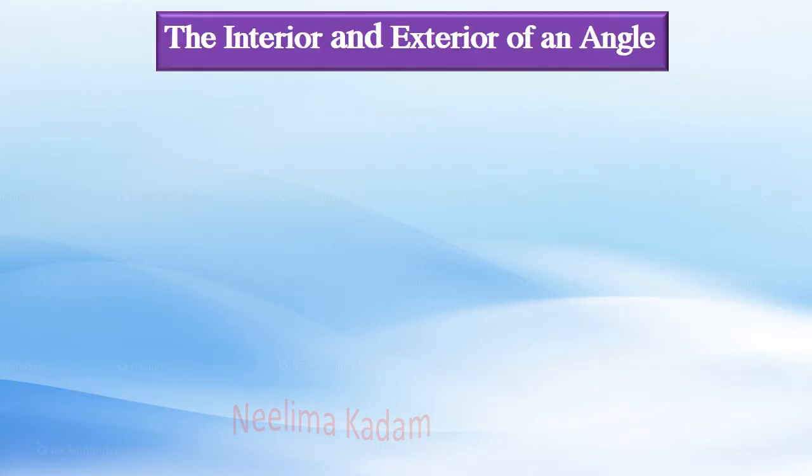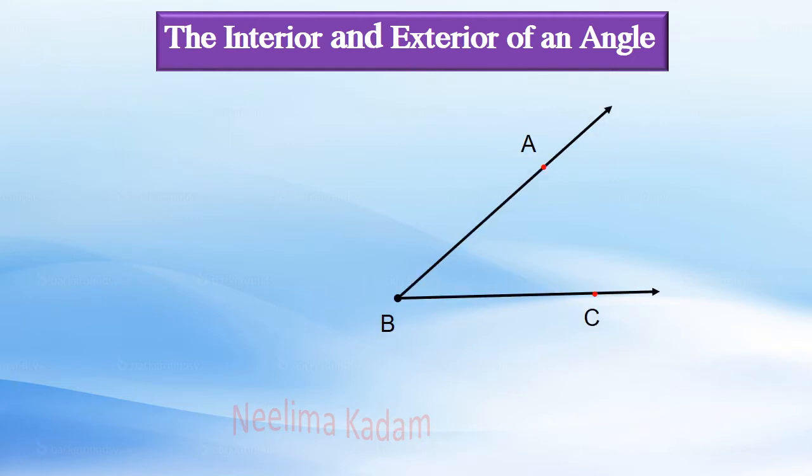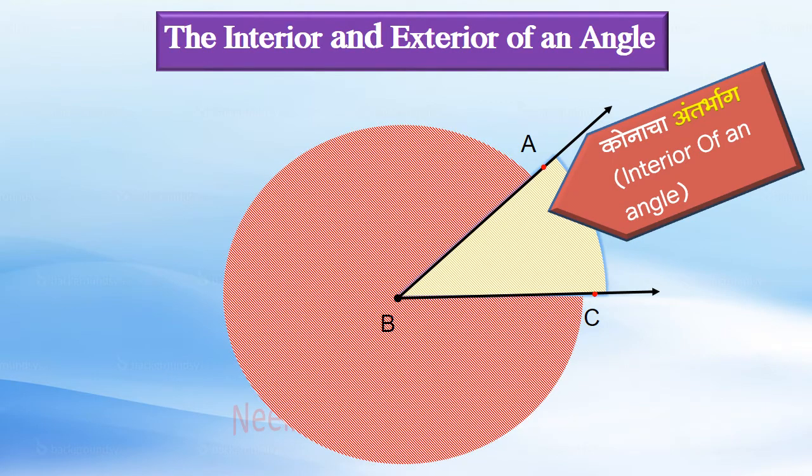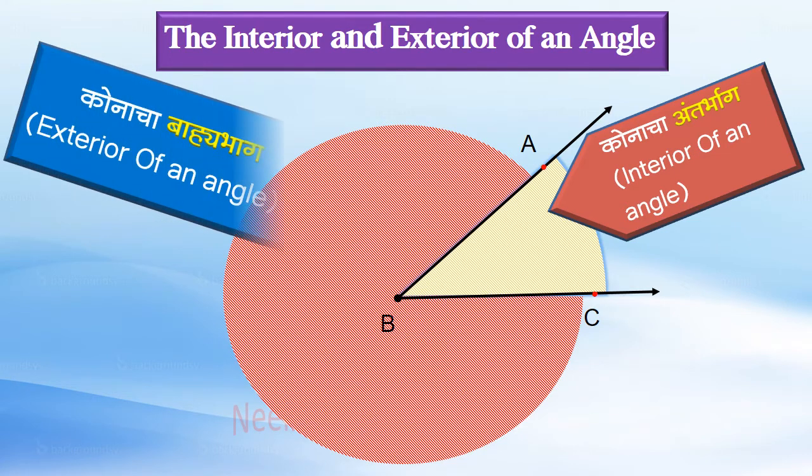Now let's learn the interior and exterior of an angle. This is angle ABC. Look at this figure carefully. There is some shaded portion, and this shaded portion is inside the angle, between two rays. So this is called interior of an angle, कोनाचा अंतर्भाग. Then what is exterior? See this portion. This is the outside portion, and this portion is known as exterior of an angle.